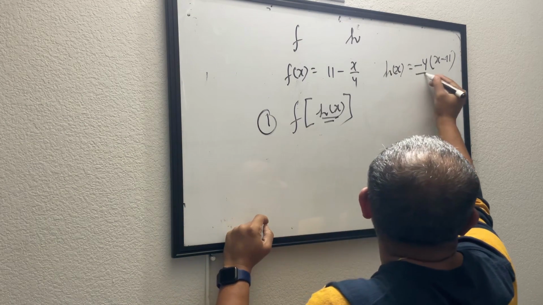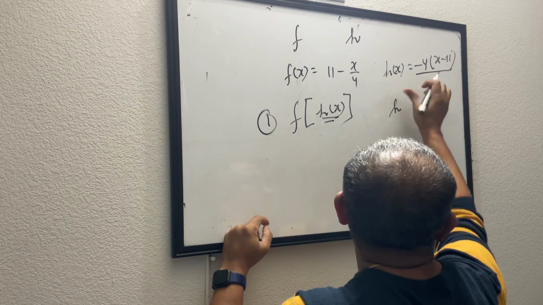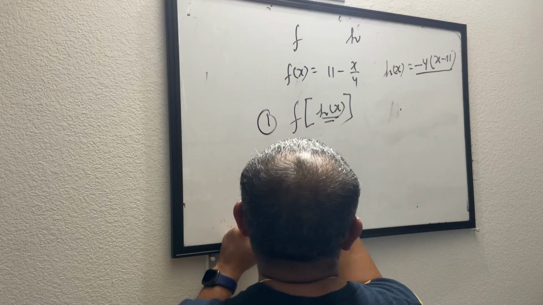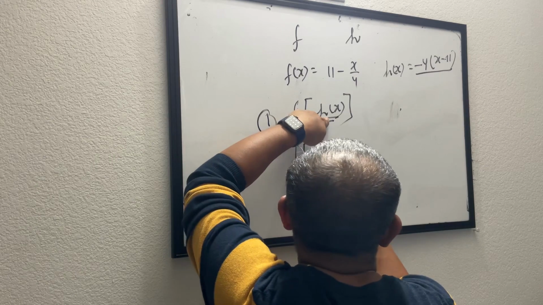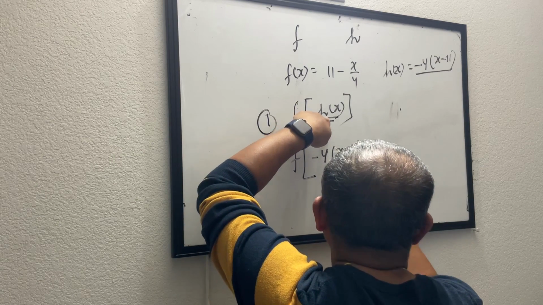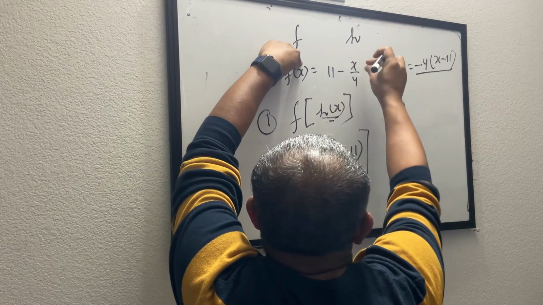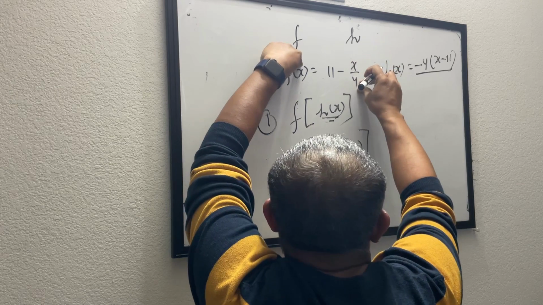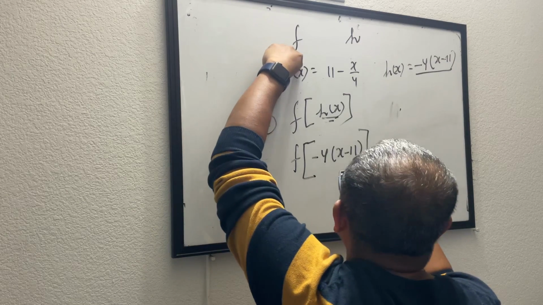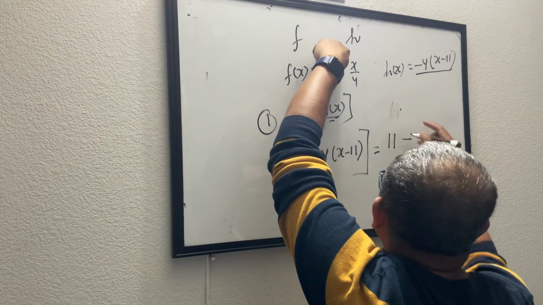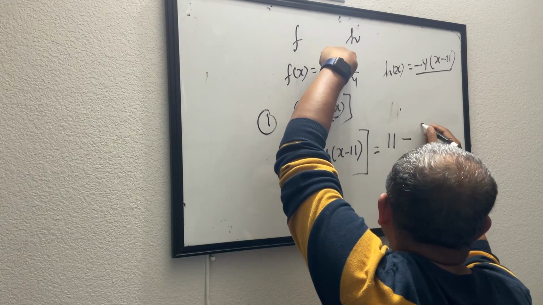So what is h of x? H of x is minus 4 times x minus 11. Okay. So I have to find out f of h of x. H of x is given here, which is minus 4 into x minus 11. And what is my f of x? F of x is 11 minus whatever is my input divided by 4. What is my input? This whole thing. So this will be equal to 11 minus whatever is my input.